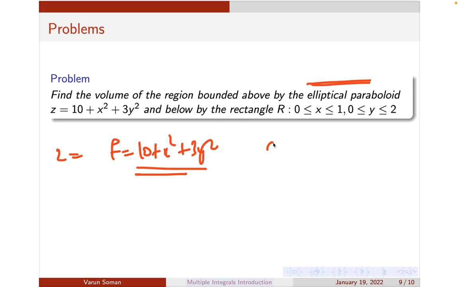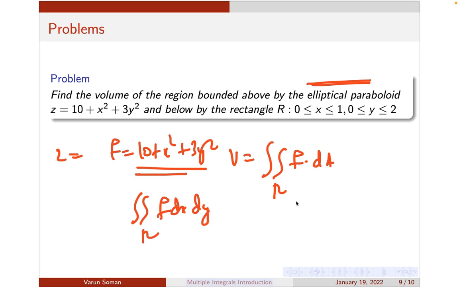Notice the formula. The volume is nothing but the double integral over R of f dA. You can evaluate it as the integral over R of f dx dy, or also as f dy dx. The only thing is that you will have to supply the limits accordingly. If you are using this one, x varies from 0 to 1 and y varies from 0 to 2. If you are using the other order, the variation of y is 0 to 2 and of x is from 0 to 1. So don't forget to write the limits accordingly with the differentials.